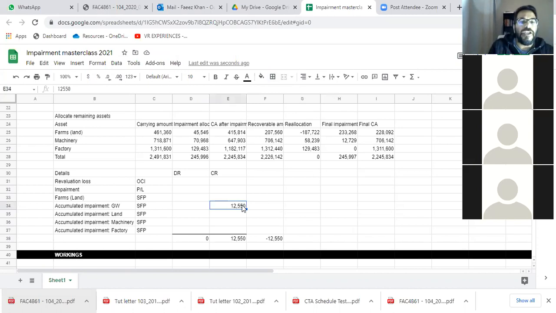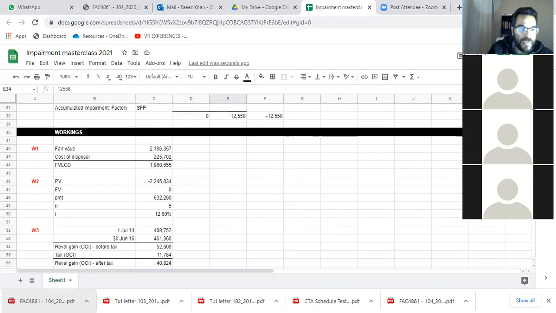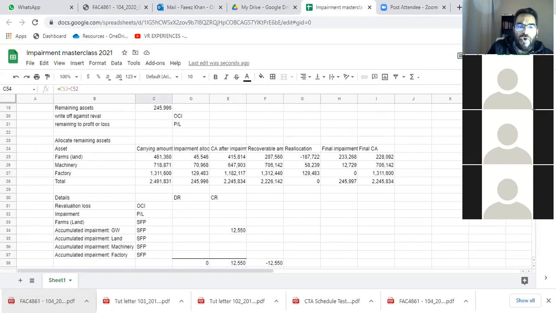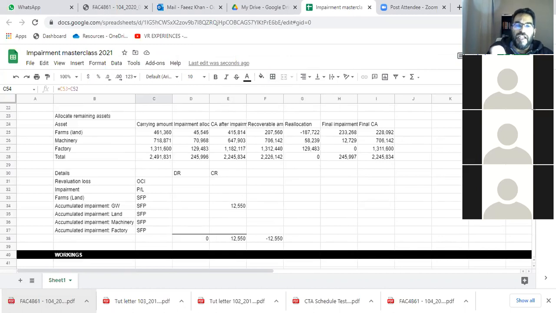We know there is a revaluation. We know the full revaluation is 52,000 based on working 3. So working 3 revaluation over here before tax is 52,608 Rand. Before you write off the full amount, the revaluation only applies to land. It does not mean that the remaining impairment is 200,000 and revaluation is 52. You must not just take the full 52.